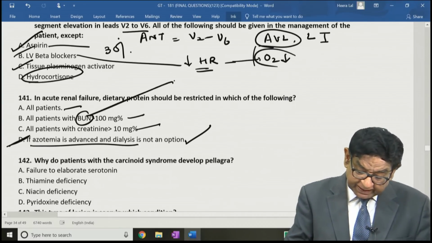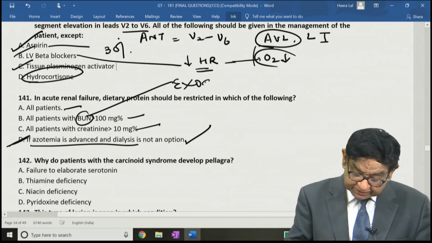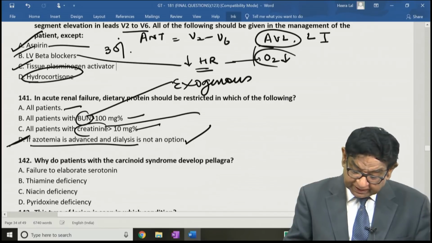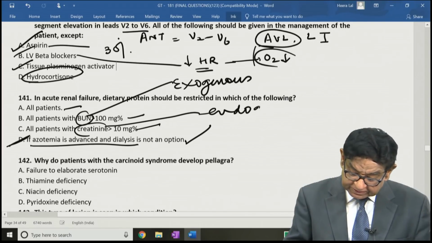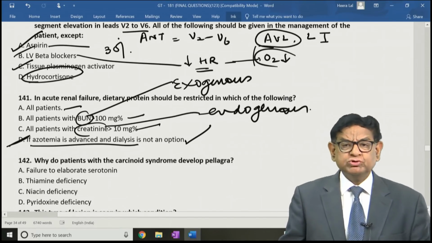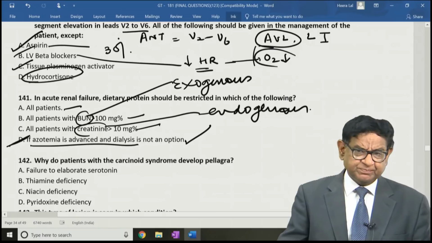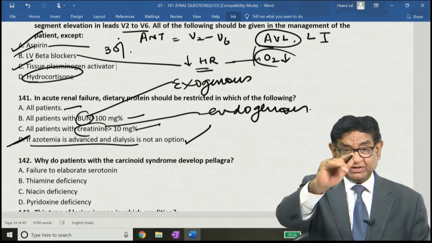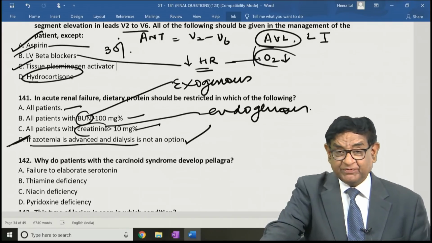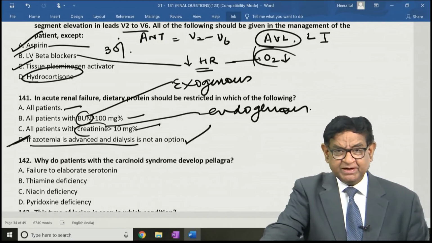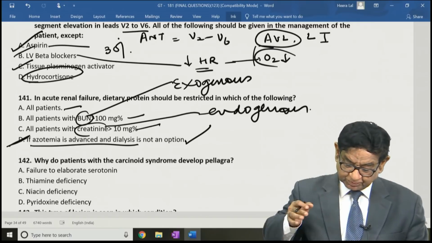BUN is produced by exogenous proteins and creatinine is produced by endogenous protein. Now, you stop the complete intake of protein. You make protein 0. Then what will happen? Question for you. I got one patient with chronic renal failure and we are just giving him a carbohydrate diet. And what will happen to his BUN and what will happen to creatinine? Write down the answer, stop the video.